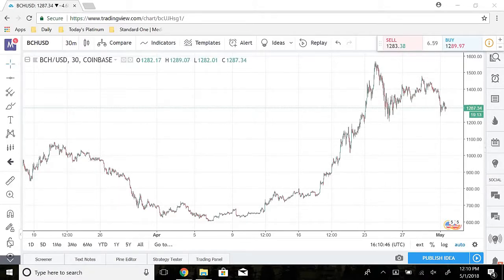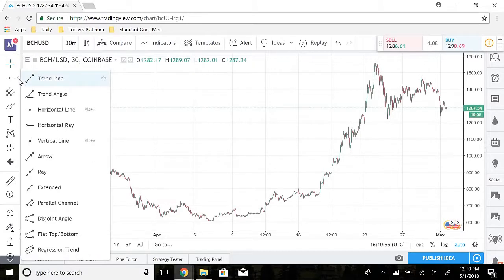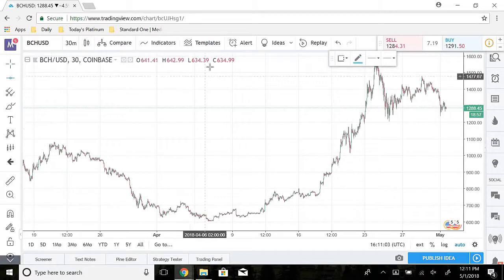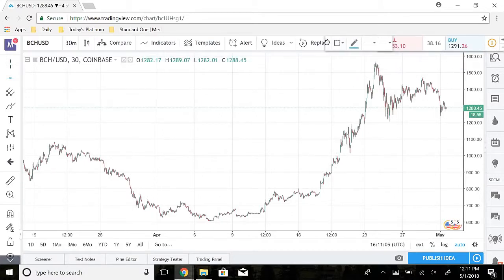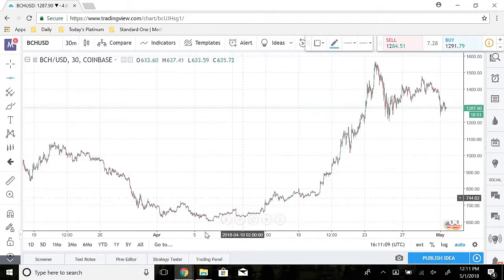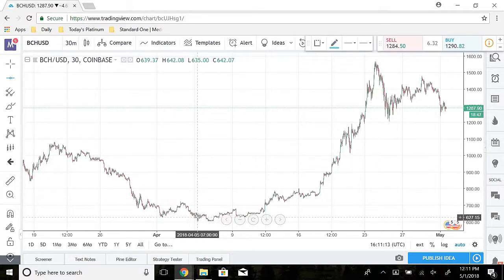On the left side here, you're going to see a bunch of tools, a bunch of different options to click on. What you're going to do is come down to the second one and click on this little arrow. You're going to see a bunch of little lines you can draw, and the one we're going to be using is the horizontal line. So once you have that selected, you're going to be able to place trend lines or support and resistance lines.